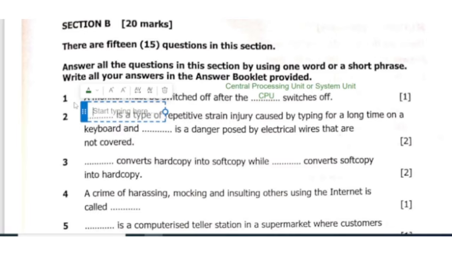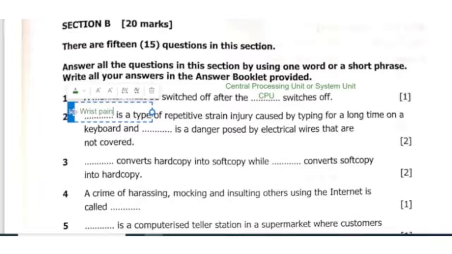Okay, we come to question number 2. Dash is a type of repetitive strain injury caused by typing for a long time on a keyboard, and dash is a danger posed by electrical wires that are not covered. Let me start with the first space. What is caused when you type for a long time is wrist pain. If you type for a long time, you are going to have wrist pain.